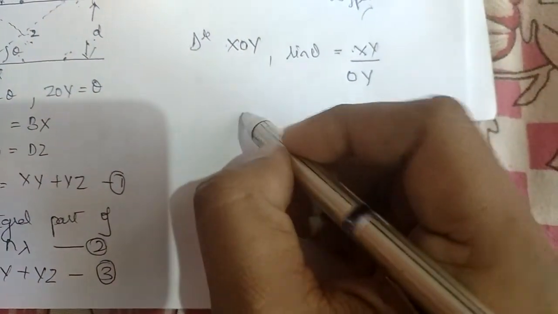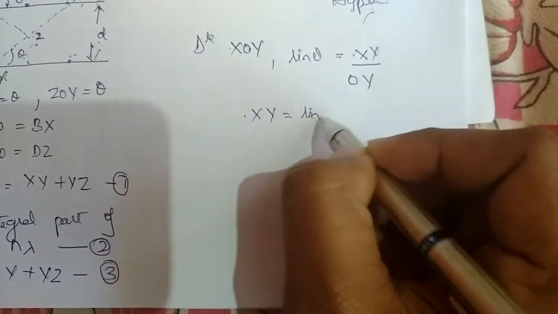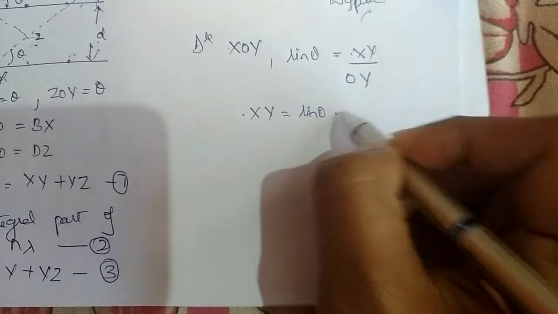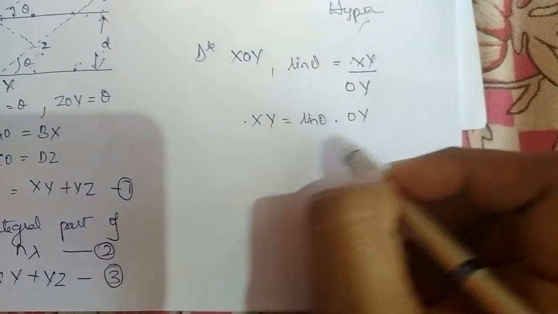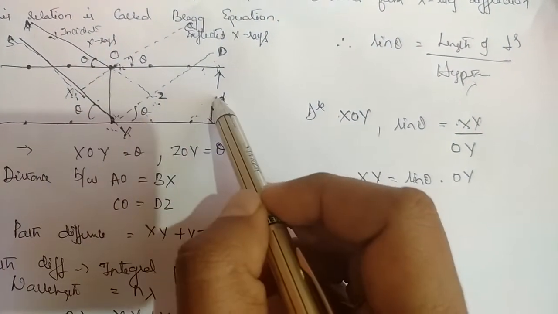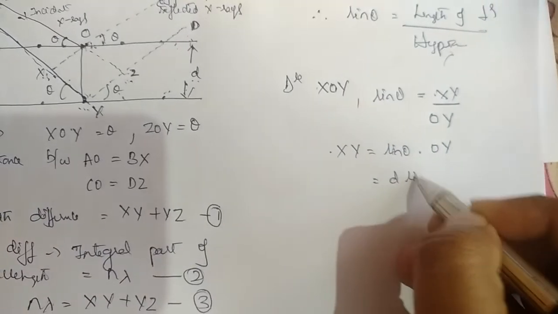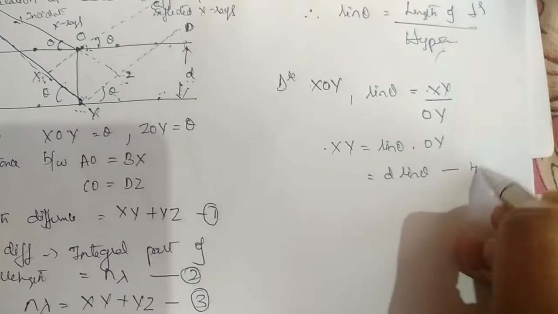If you rearrange this, XY equals sin theta into OY, right? Therefore, what is that OY? OY is nothing but the internuclear distance d. Therefore, you can write it as d sin theta. Take it as equation 4.